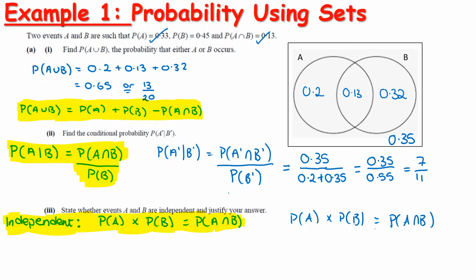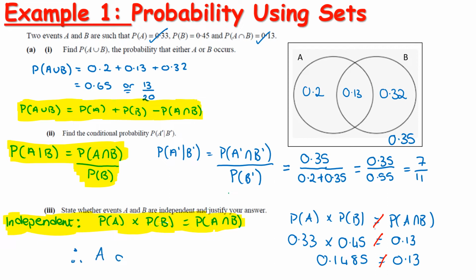Let's check it out. So we get 0.33, and this is the whole thing, 0.45. Does that give us 0.13? When we work it out, this works out as 0.1485. And does that equal 0.13? And the answer is no. So that does not equal. Therefore, A and B are not independent.